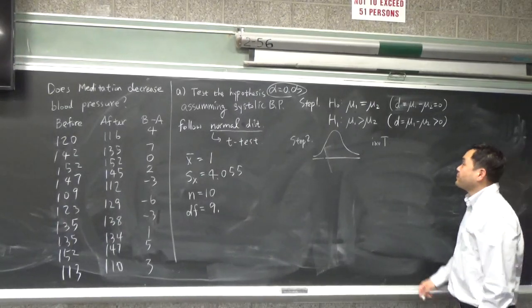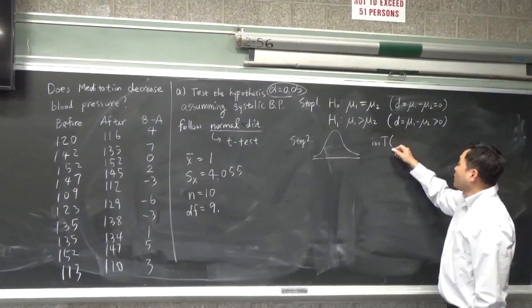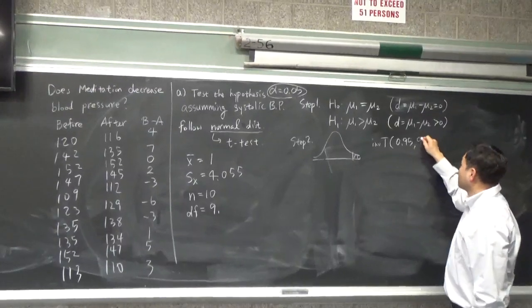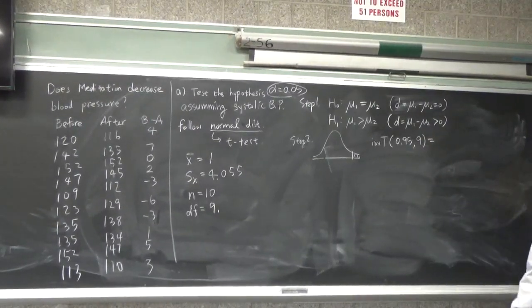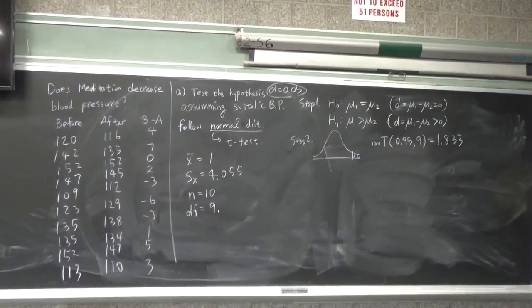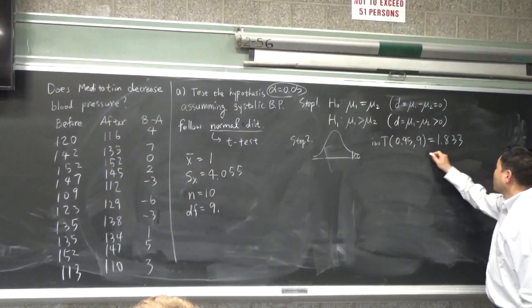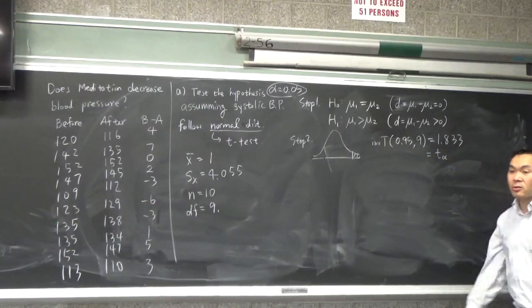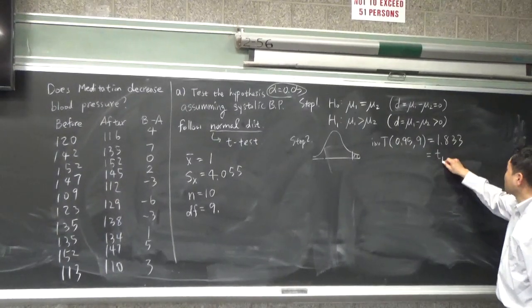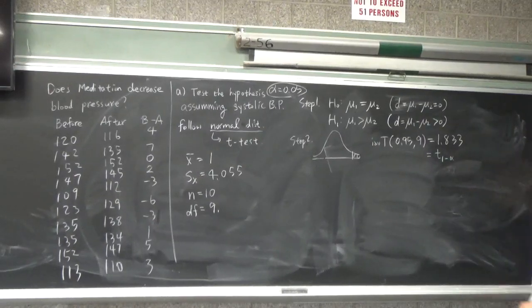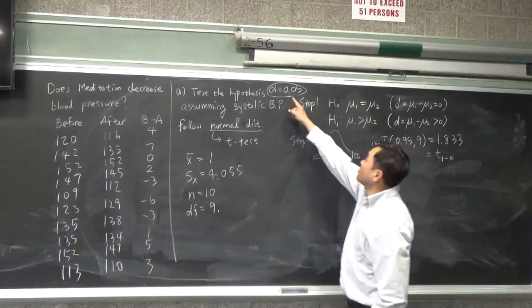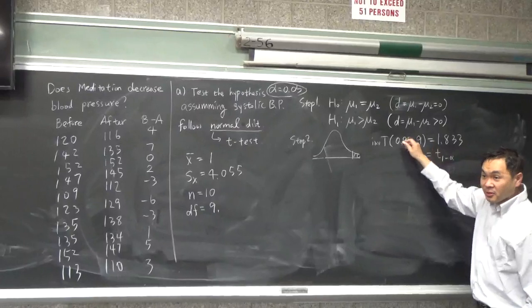Okay, so since it's right tail, we have to put 0.95 with degrees of freedom 9. Can somebody give me this answer? 1.833. Right. So that's going to be our critical value. Or really, to follow the convention, it is t sub 1 minus alpha, because it's 0.95 which is 1 minus 0.05. We plugged in 1 minus alpha in here, okay?